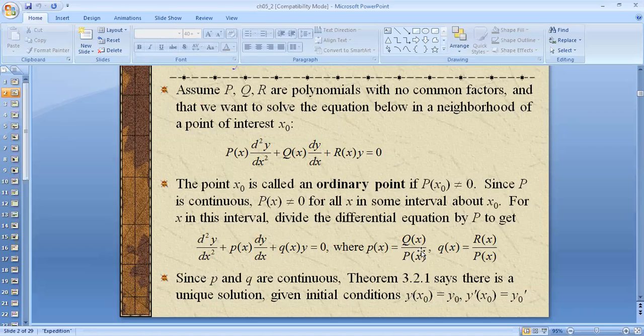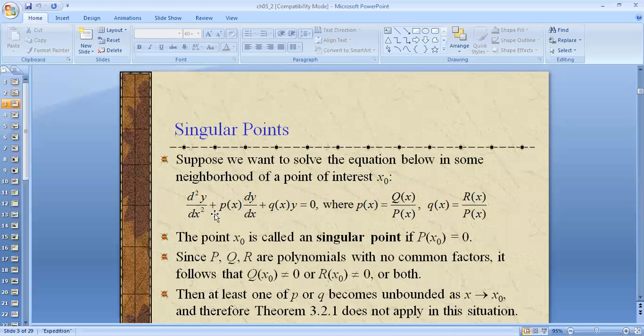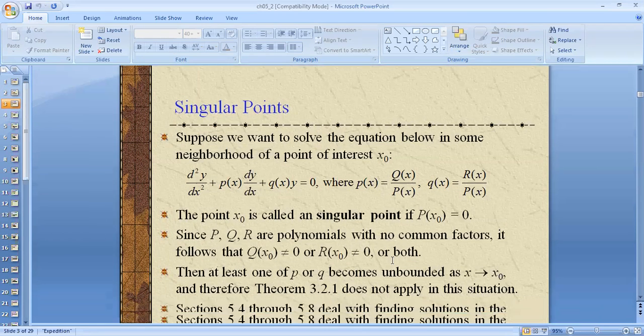If P of x equals 0 at x naught, this will become a singular point. Understand? Suppose this is our ordinary differential equation. So if P of x equals 0, then it will be a singular point. P and Q are polynomials with no common factors, and it follows that Q of x and R of x are not both 0, so at least one of small p and q becomes unbounded as x is very near to x naught.